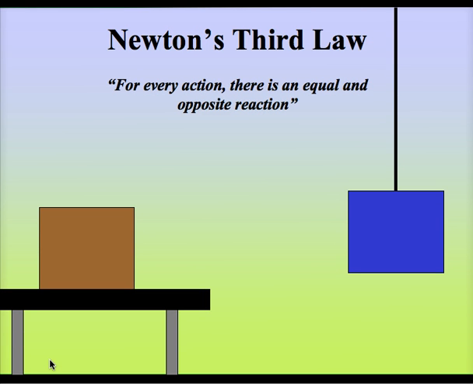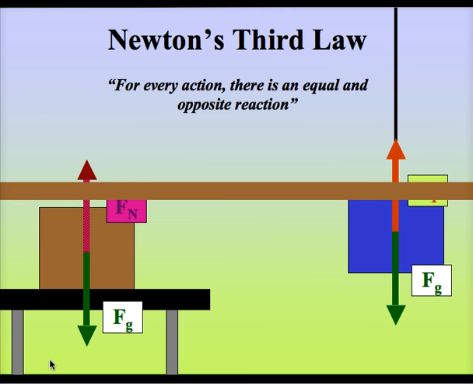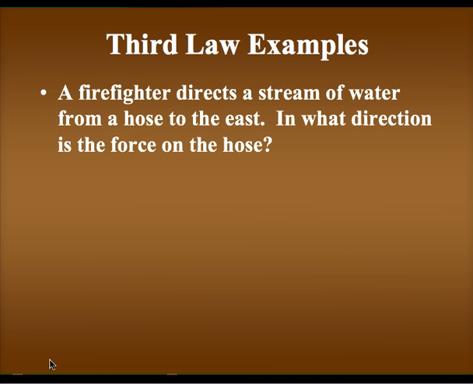Newton's third law, this is the one everybody knows already. For every action, there's an equal and opposite reaction. Here are the forces again acting on the table, and that's the weight of a box that's being suspended on a string. Normal force there, and here's a tension force holding the box up in the string. Newton's third law examples: if a firefighter is pushing a stream of water to the east, what direction is the force on the hose?